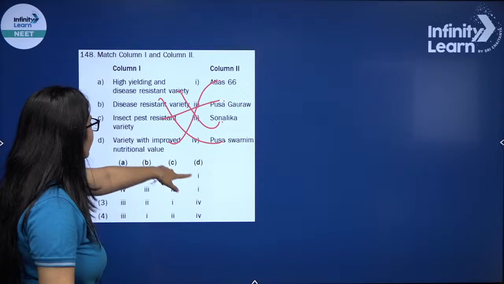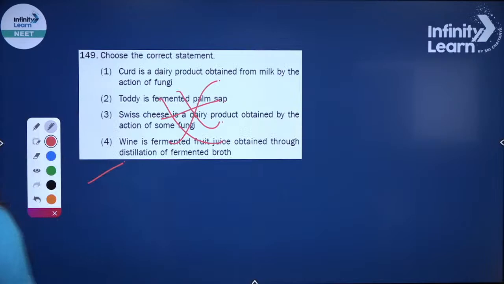Correct? Next. Okay, so choose the correct statement. Curd is a dairy product obtained from milk by the fungi. No. Toddy is fermented palm sap. That is right. Swiss cheese is from bacteria, wine is fermented through distillation. No. Okay, so the second option is right.